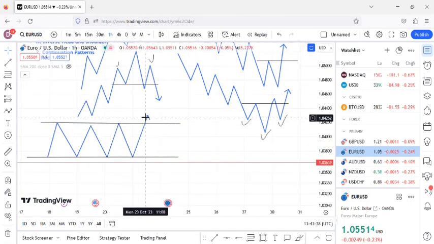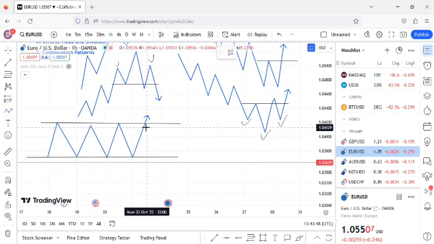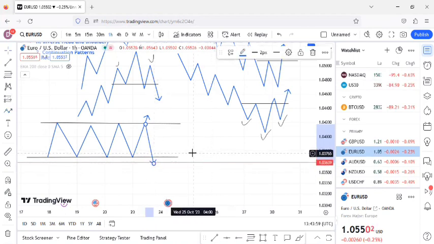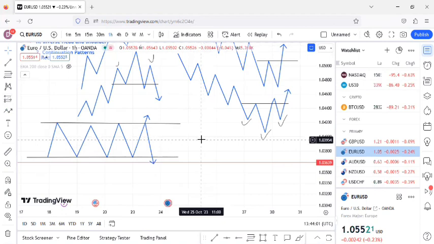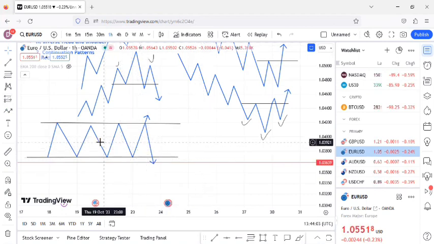So when it breaks up, that means the market is going up. But when it breaks down like this, that means the market is going down. That is a continuation pattern, a rectangle pattern, and it's a continuation pattern.